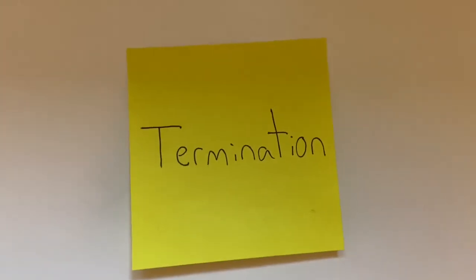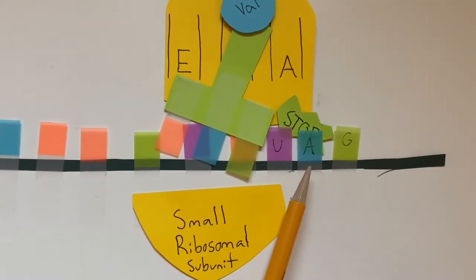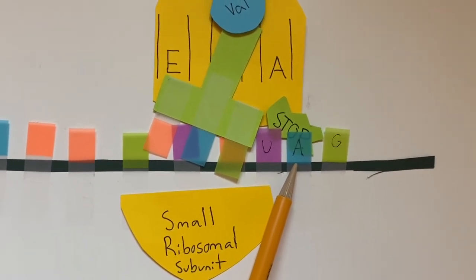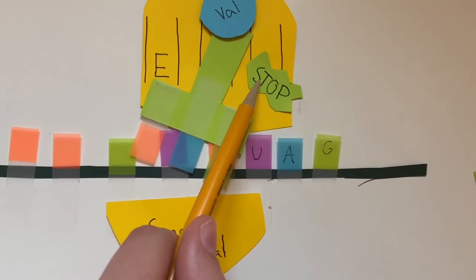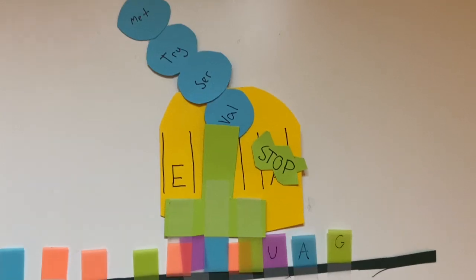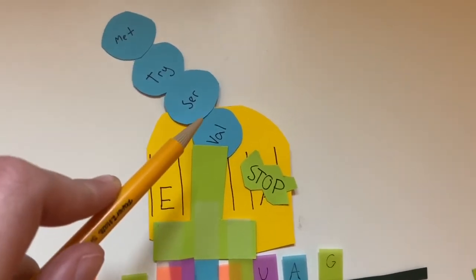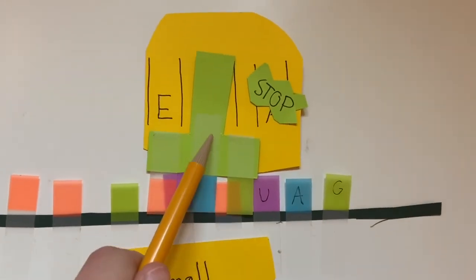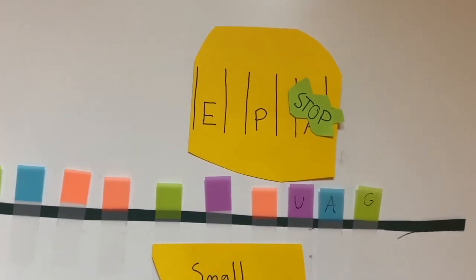Next is the final step, termination. At the end of elongation, there's a stop codon in the mRNA. This stop codon sends a signal into the A site to stop elongation. This signal hydrolyzes the bond between the tRNA and the polypeptide, and the polypeptide is free to go into the cytoplasm. The final tRNA then enters the E site and exits the ribosome.